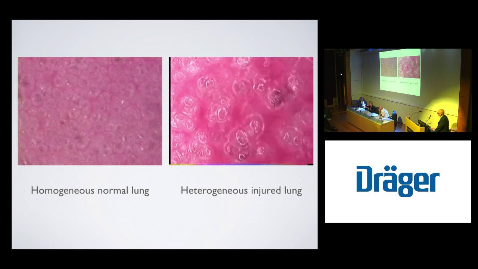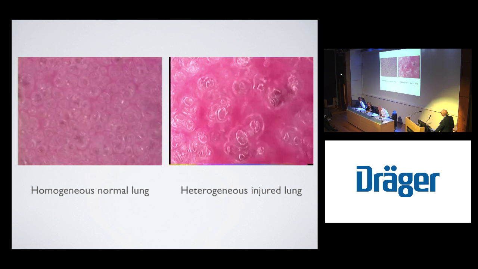So this is from the lab that we collaborate with in Syracuse. On the left side, you'll see a homogeneous lung. This is a normal lung. You can see the alveoli barely move. So the gas is diffused across the membrane. So there's diffusive gas exchange. Now we injure the lung, and you see on the right there's a lot of collapse, a lot of heterogeneity. This is in vivo microscopy, so you can see that the lung is very damaged.